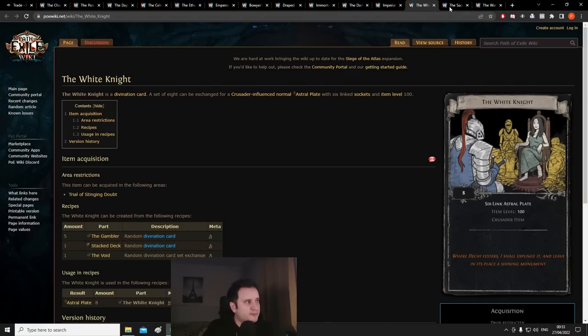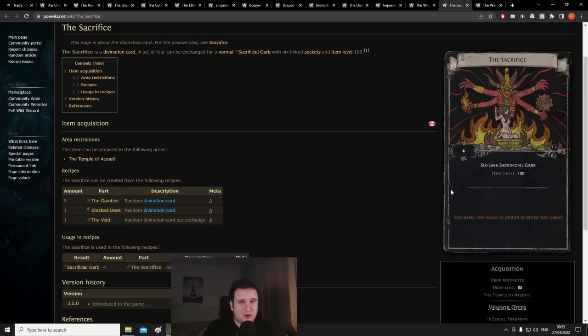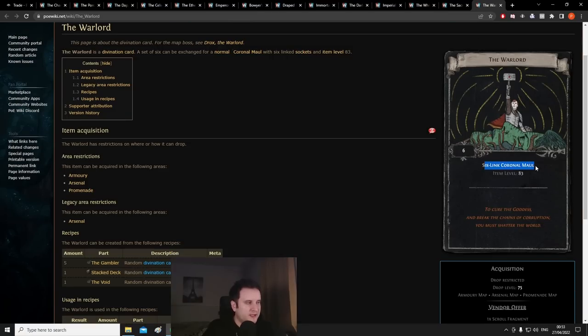I don't really know much about it. The Sacrifice is usually quite expensive to get a 6-link Sacrificial Garb. And then the Warlord, very few builds are actually going to want a Coronal Maul.